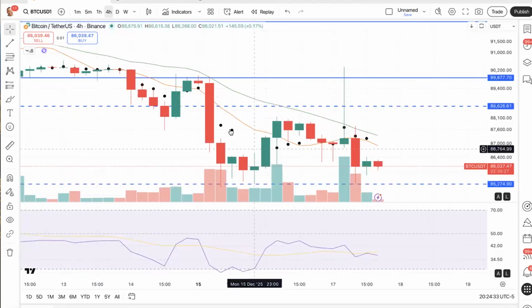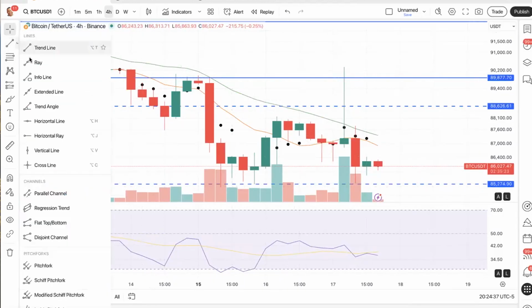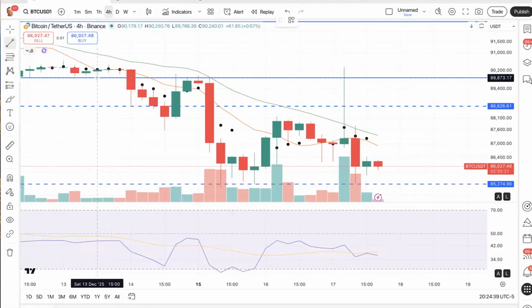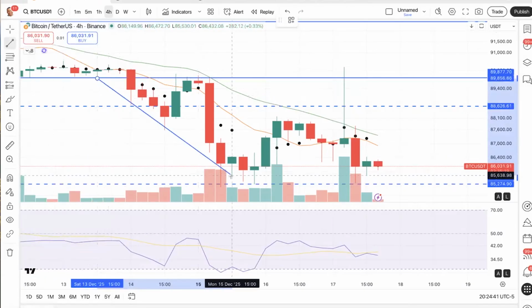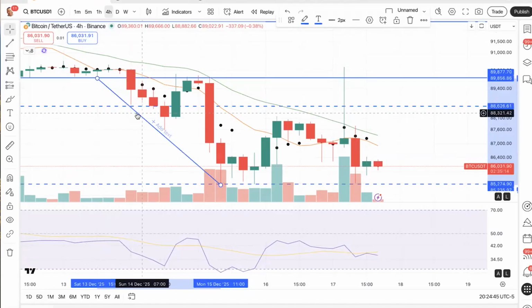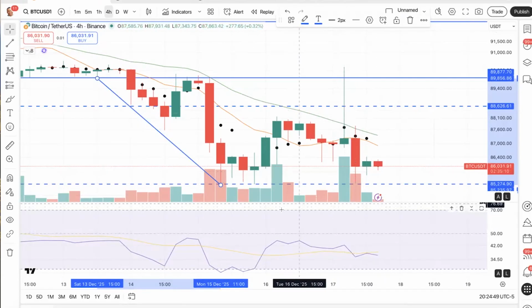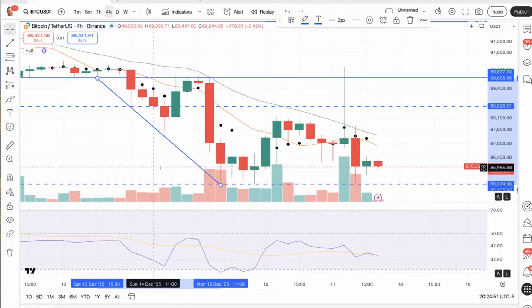You can see over the last few days, going back to this weekend, Sunday, we've been in a downtrend, correct? Lower lows and lower highs. I can plot a trend line, grab this low, and you can clearly see that we have been in a downtrend, correct?